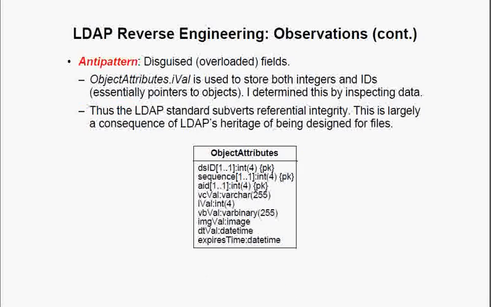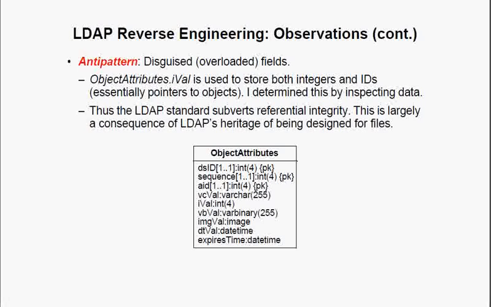Here's another anti-pattern. This one's not so good. I value stores integers. Well, it actually also stores pointers to objects, which happen to be of int4, so they're the same data type as integers. How do I know that?